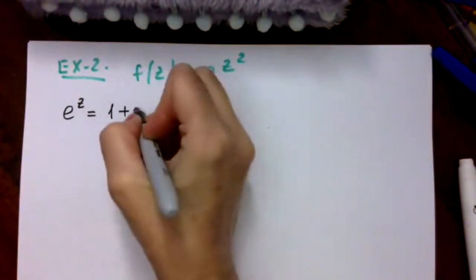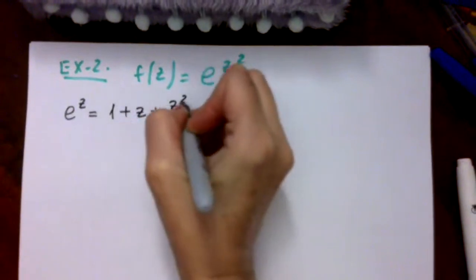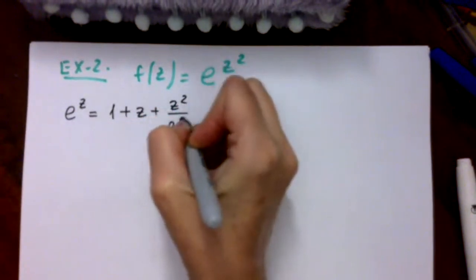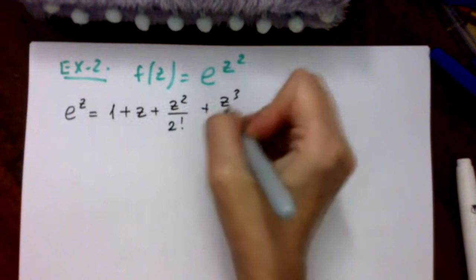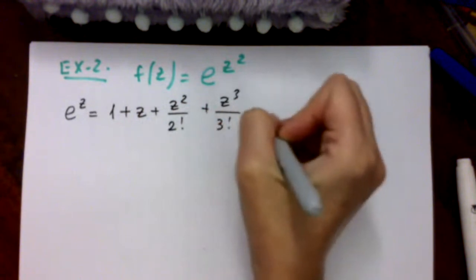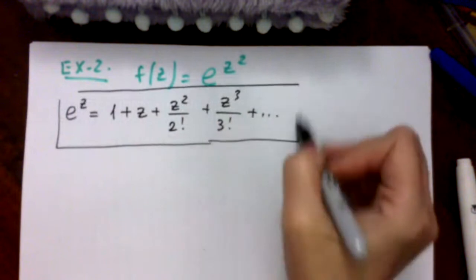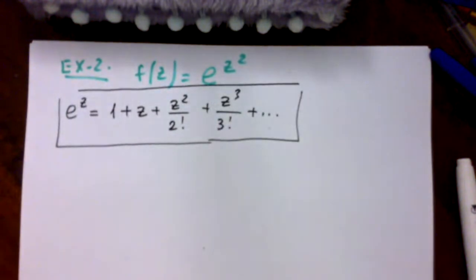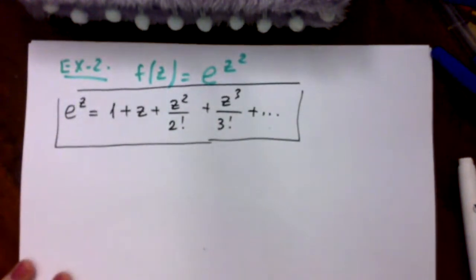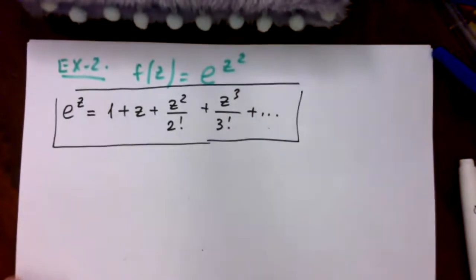It looks like this: 1 plus z divided by 1 factorial plus z squared divided by 2 factorial plus z cubed divided by 3 factorial, and so on and so on. So this is a canonical expression without any limitations. The region of convergence is the whole plane. Any z will do to satisfy this formula.